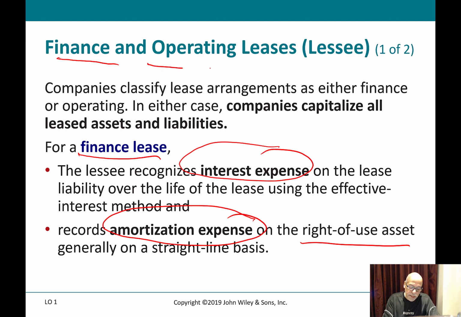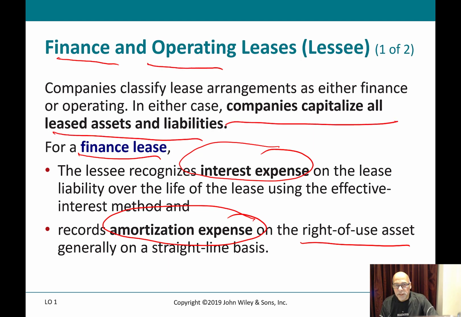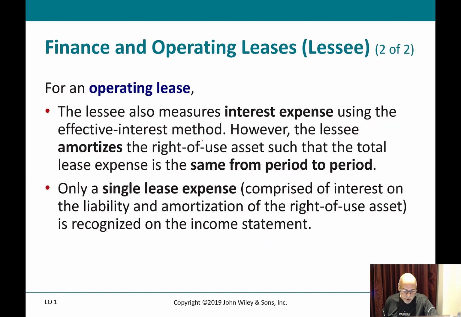Regardless of whether we have a finance or operating lease, we will always capitalize the asset and the liability. It's just a matter of how we're going to amortize that, how we're going to depreciate that asset and that liability that we will bring on the books, regardless of whether it's a finance lease or an operating lease.